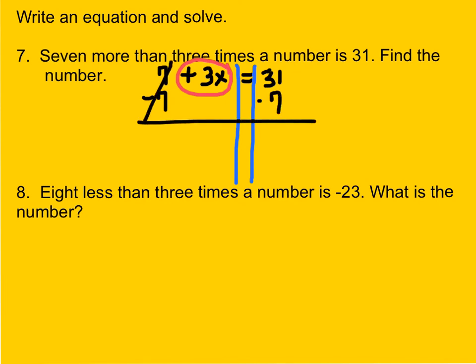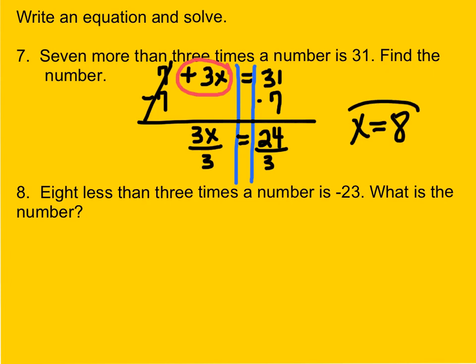7 minus 7 is 0, so those go away. We're left with 3x equals 31 minus 7 is 24. And then divide both sides by 3. So x is equal to 8. Okay, let's go ahead and try the next one.